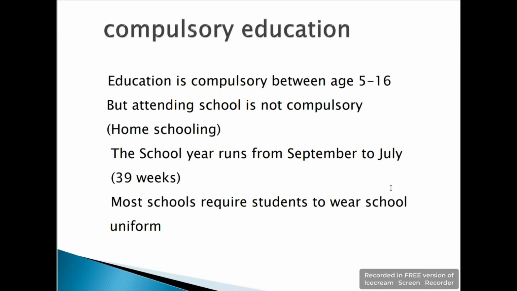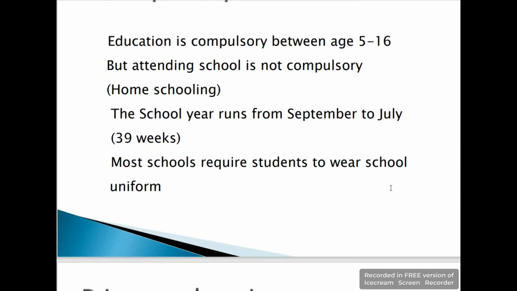Now, compulsory education is between the ages of 5 to 16, but attending the school is not compulsory. It also includes homeschooling. The school year runs from September to July, 39 weeks, and most schools require students to wear a school uniform.